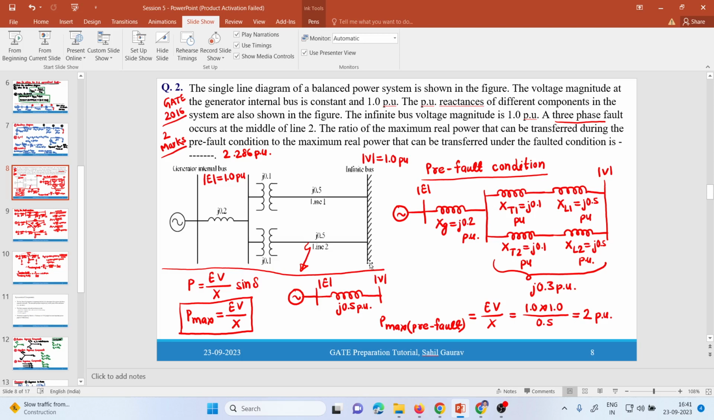Whatever power comes from the generator, line 1 will also send power into the lower impedance path. That is the faulty path, the grounded path. So both parallel paths will contribute to this grounding. So no power will flow, all the power will go to this ground, and none will pass to the load side. Whatever load is connected to the infinite bus, no power will come out into the picture.